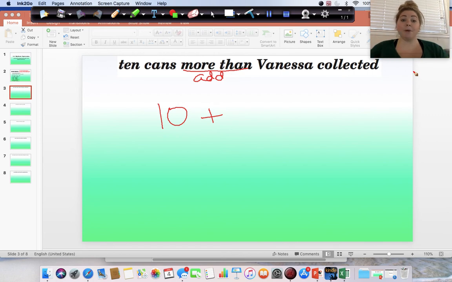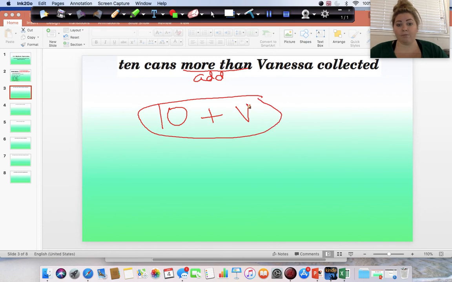Then Vanessa collected. Do we know how many cans Vanessa collected? No. So because we don't know, we're going to put a variable, okay? You can put whatever letter you want. It's not going to change your problem any. So you can put an X, you can put an M. I'm going to put V for Vanessa, okay? So 10 plus V is my expression. That's it. We're done. That is our answer, okay? So I put 10. I put more than, so add. And then I put Vanessa collected. We don't know, so we put a variable, okay?